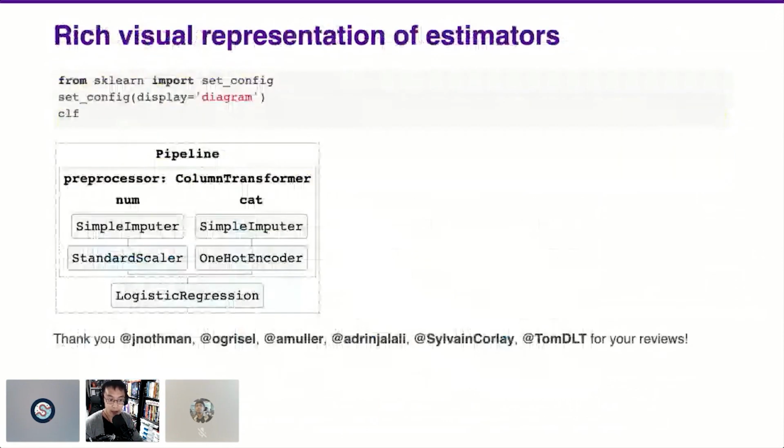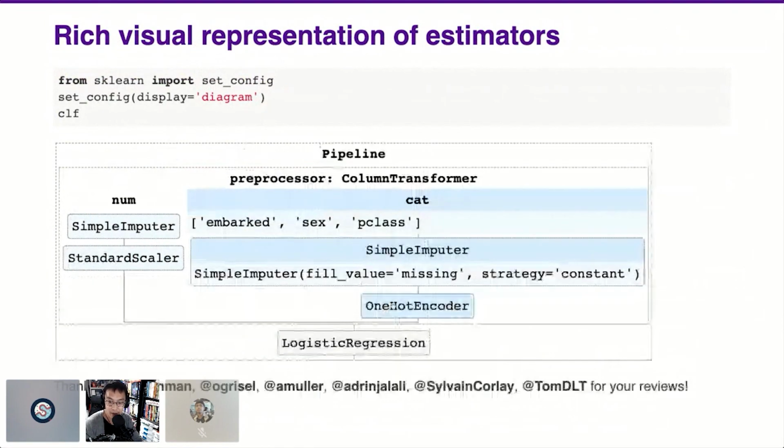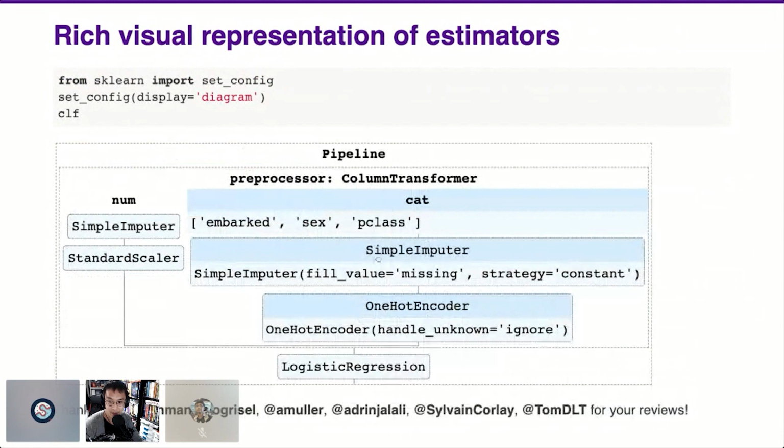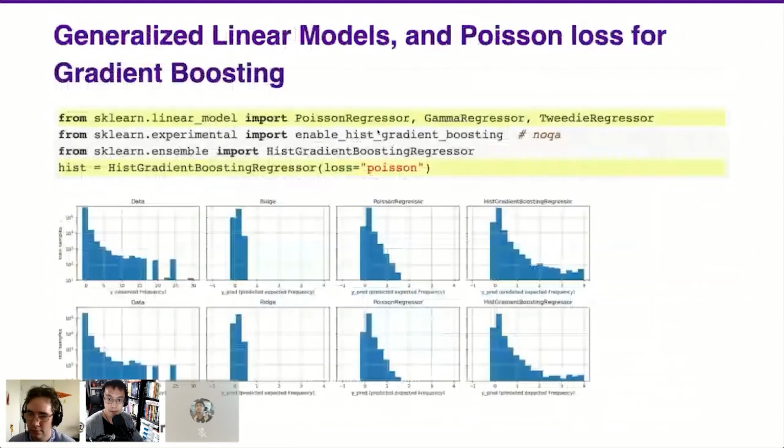Lastly, we have an HTML wrapper for Jupyter kernels. In this case, if you set the config to display equal diagram, you have an interactive representation of your pipeline in scikit-learn. So this is a very complicated pipeline, and there's an HTML representation of it. And yeah, thank you for listening, and thank you to all our contributors.